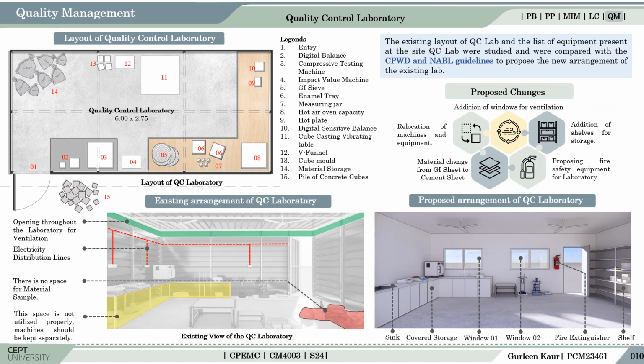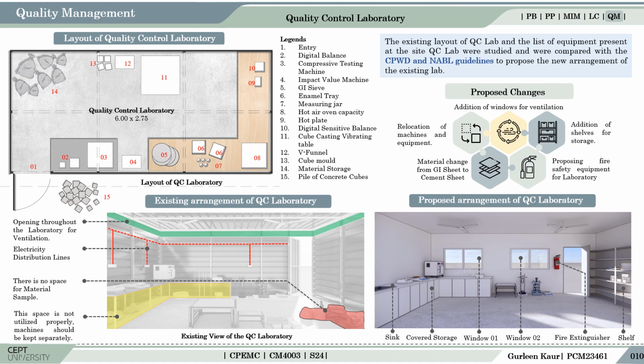Various equipments that are required in the QC lab and also the tests that are required to be carried out for each material were studied. The layout of the existing QC lab was prepared to show the arrangement of the lab. The list of equipments present in the lab are marked in the layout. Comparing the existing layout with the standard CPWD and NABL guidelines, a new arrangement was proposed.